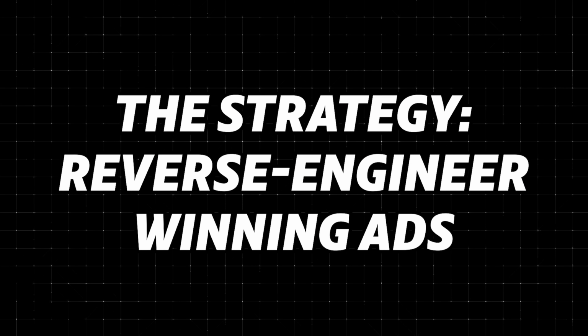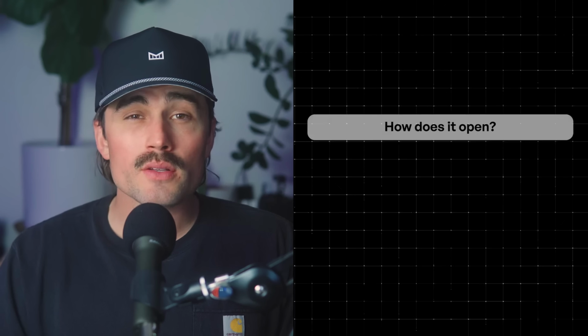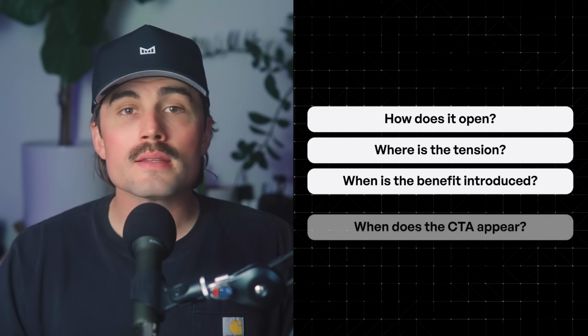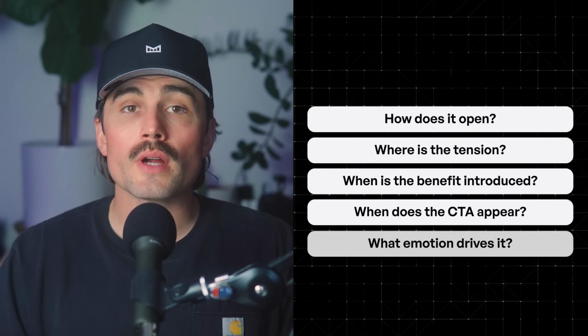The strategy. Reverse engineer winning ads. Instead of trying to invent something new, study what already works. Not copy. Study structure. Ask, how does it open? Where is the tension? When is the benefit introduced? When does the CTA appear? What emotion drives it? Winning ads follow repeatable patterns. Once you see it, you can't unsee it.